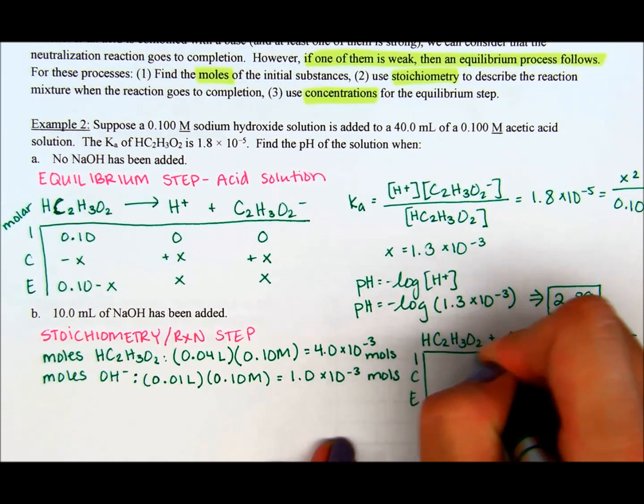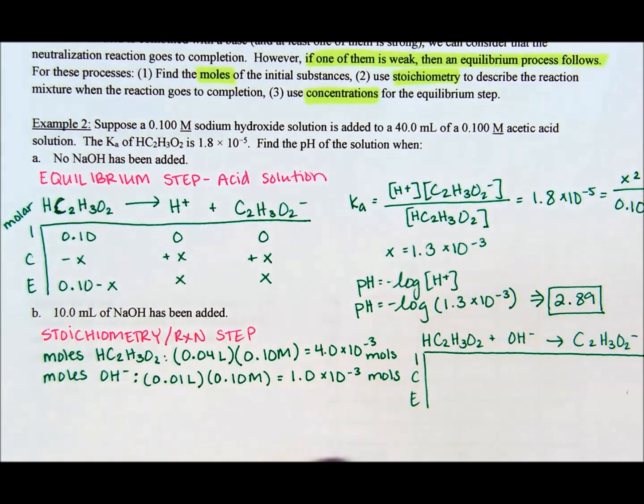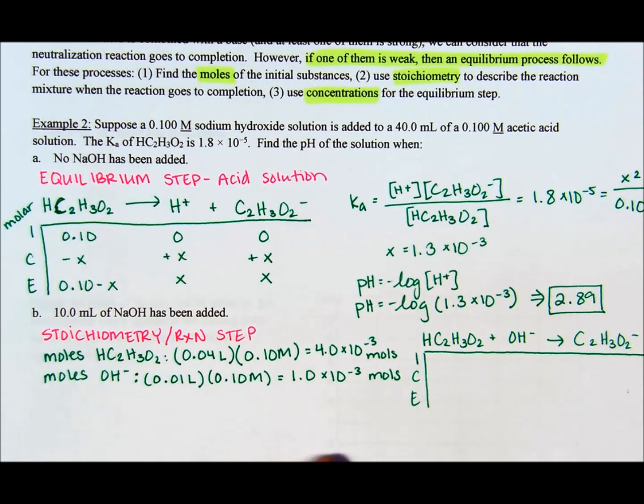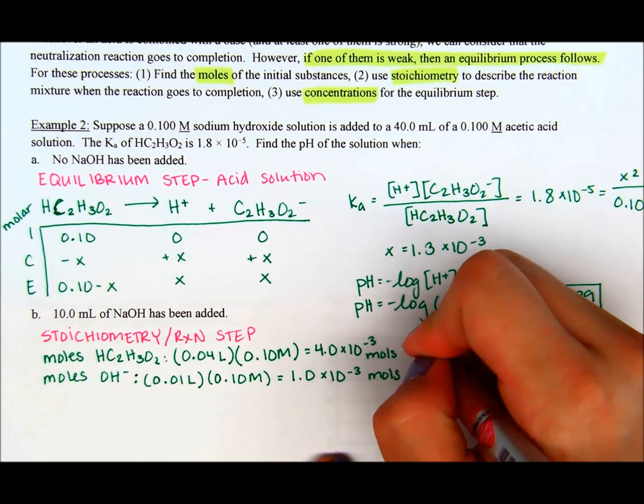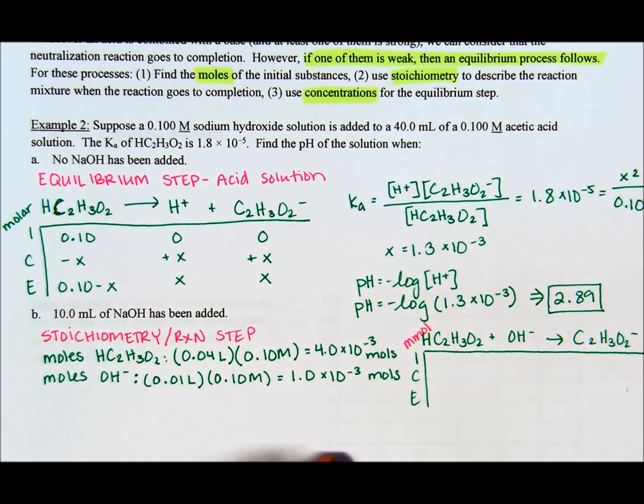I have my ICE table here. Now I'm not going to write this in moles. I'm just going to go ahead and use millimoles, because 4.0 times 10 to the negative 3 moles is just 4 millimoles. 1.0 times 10 to the negative 3 moles is 1 millimole. So I'm going to write that here, millimole. Remember, milli is 10 to the negative 3. And we're going to fill in our numbers.